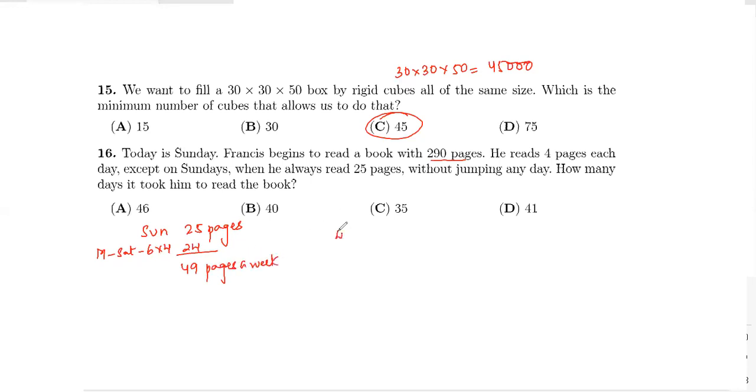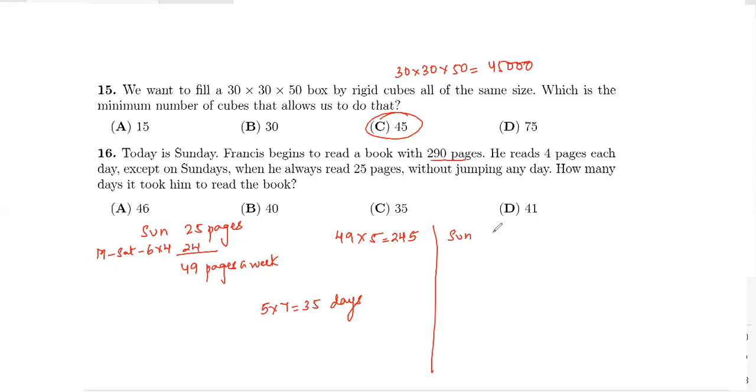So now if we do 49 times 5, I get 245. The 245 pages are gone. So these are 5 weeks. So 5 into 7 is 35 days. Now, these are 245. I need to finish 45 pages more.